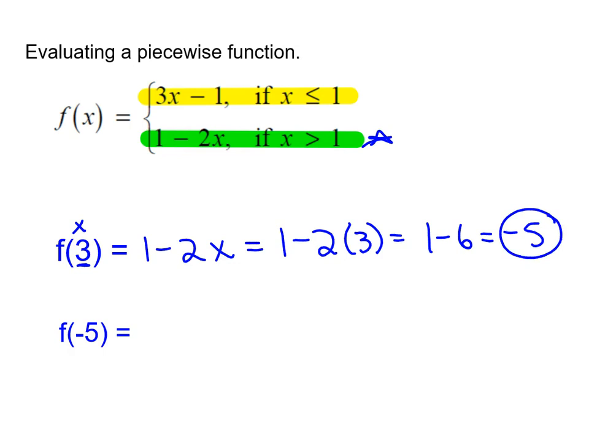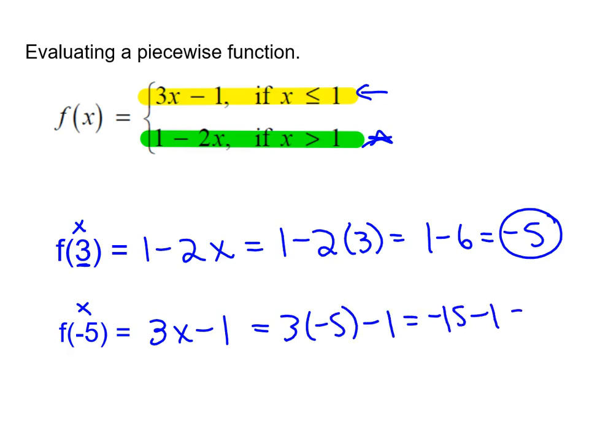Now what if I want to find f of negative 5? Now negative 5 is my x, and I see that negative 5 is definitely less than or equal to 1, so I want to use that yellow equation of 3x minus 1. So I'm going to plug in negative 5 for my x, so 3 times negative 5 minus 1. So negative 15 minus 1 is negative 16. And that's how we evaluate a piecewise function. I'll put the graphing of piecewise functions into the next video.